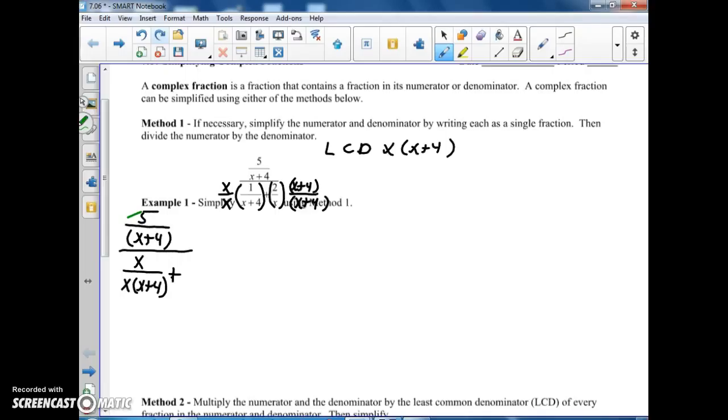Okay, now the fraction on the right. 2 times x plus 4. So 2 times x plus 4 is what? 2x plus 8, over x times x plus 4. So that's what you're going to see here. 2 times x plus 4 over x times x plus 4, right? Once you have that, you're going to distribute the 2, and you guys just told me what you're going to get. So you're going to get this.